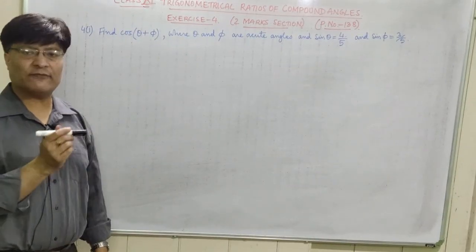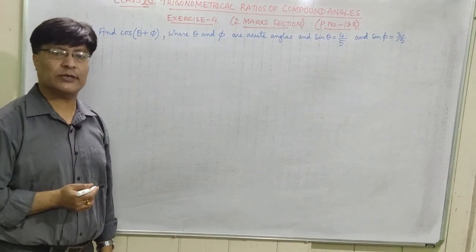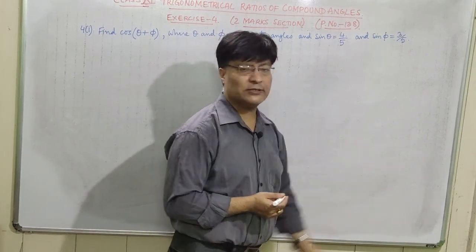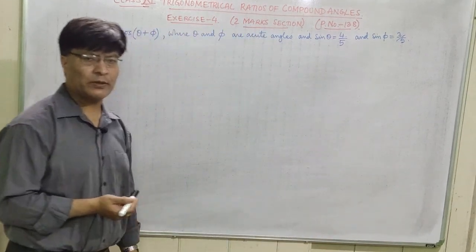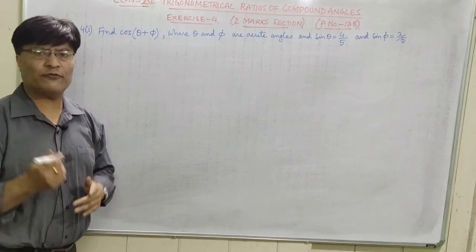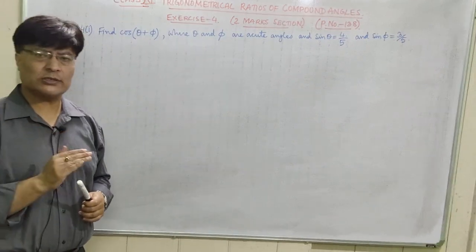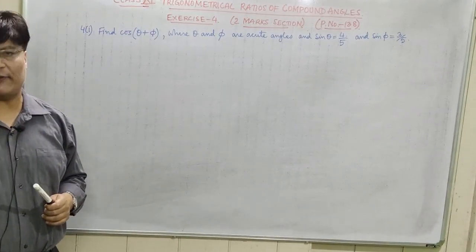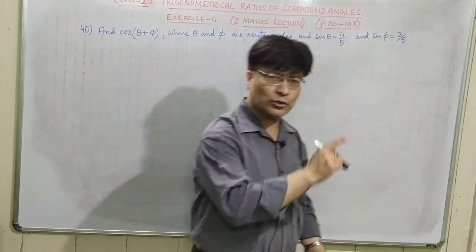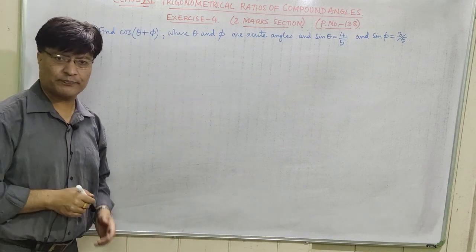So both these angles theta and phi lie in the first quadrant, and in the first quadrant all the trigonometrical ratios are positive. And also it is given that sin theta is equal to 4 by 5 and sin phi is equal to 3 by 5. That is also positive. So in order to get the value for cos of theta plus phi, you know the formula of cos of a plus b, isn't it? What is cos of theta plus phi? It is cos theta cos phi minus sin theta sin phi. So from these values of sin theta and sin phi, you should get the values of both cos theta as well as cos phi. Okay.